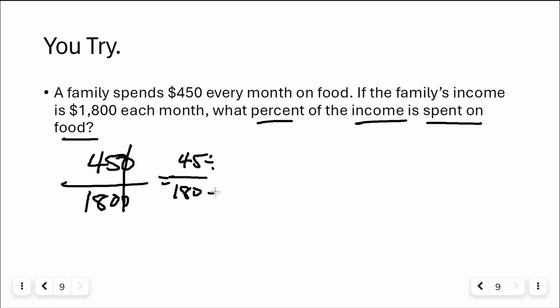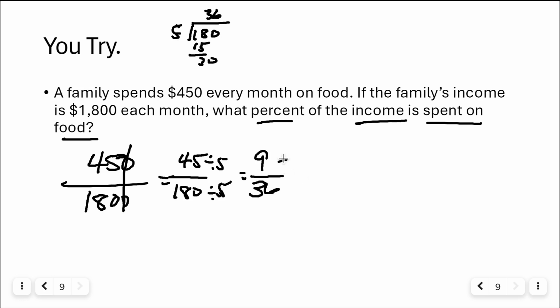Now I know 5 goes into both, so let me do that. I don't know if that's the biggest number, but 5 at least goes in. 5 goes into 45 9 times. 5 goes into 180. 5 goes into 18 3 times. 5 goes into 36. Oh, it's not. Okay, good. So now 9 goes into each one of these. 9 goes into 9 one time. 9 goes into 36 4. That's 1/4.